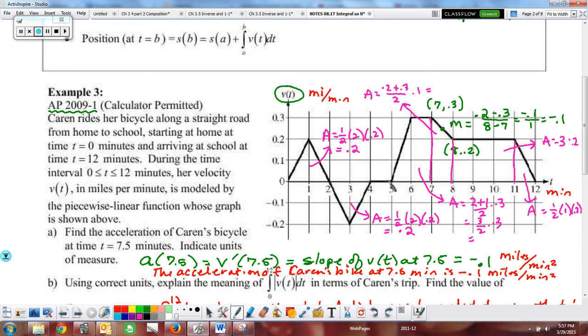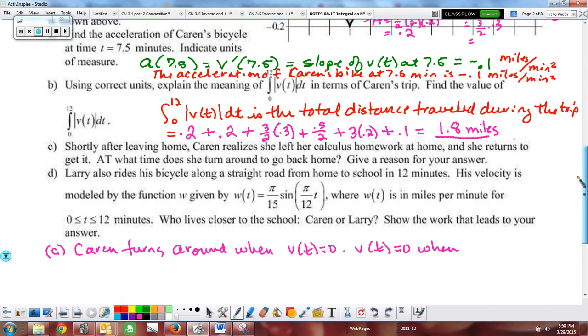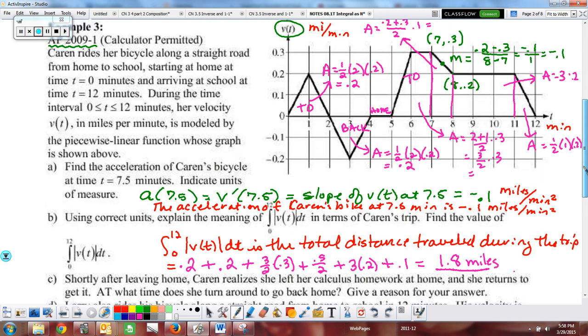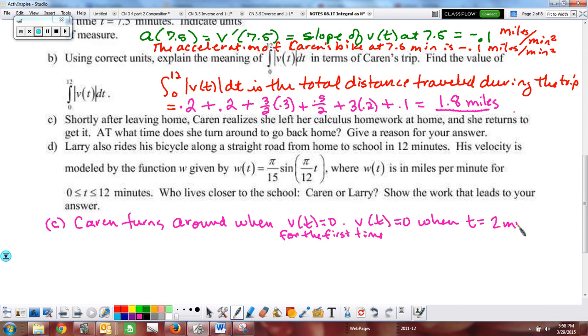She must be at home 4 to 5, and then continued back to her trip towards school. So this is going to school, going back to home. Here's where she's at home, and then this is going to school again. All right, so around when v of t equals 0, I guess we should say for the first time, v of t equals 0 when t is equal to 2 minutes.